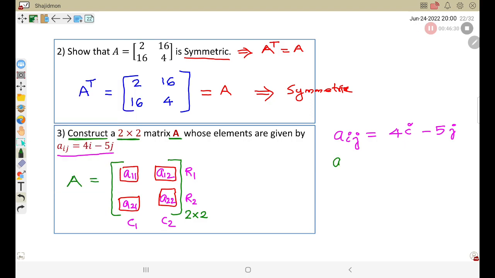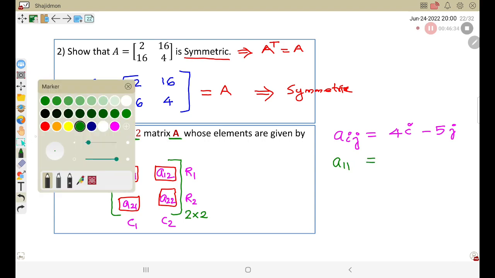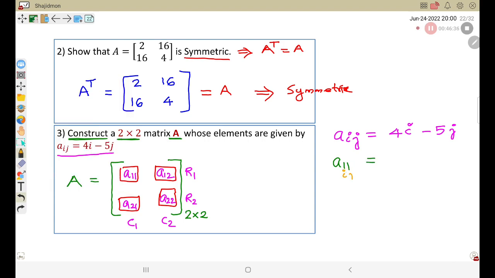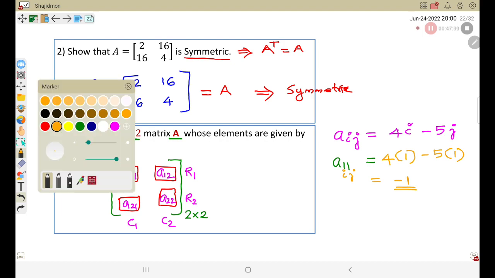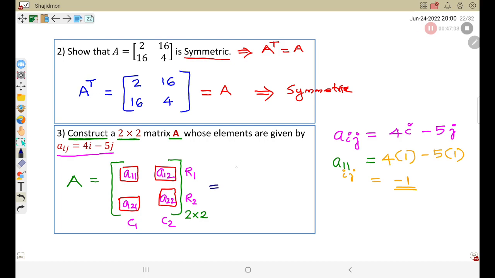First A11 we will calculate. A11 equals, what is the meaning? Aij, what is the i number? i number is 1, j number also 1. So apply in this rule. 4 multiply i number is 1, minus 5 multiply j number also 1. 4 minus 5. You can use the calculator. What answer are you getting? Minus 1, correct? First number is minus 1. I can write the answer here in the matrix. So the first number we are getting already. Other numbers we need to calculate.